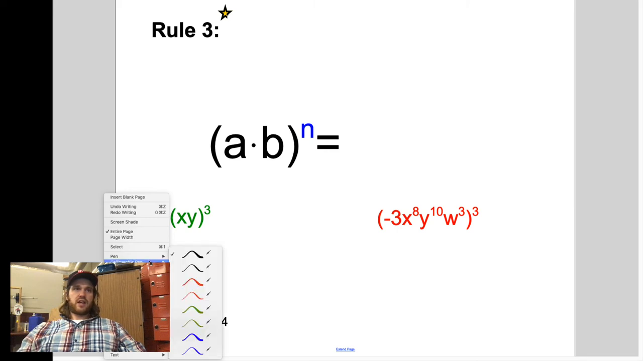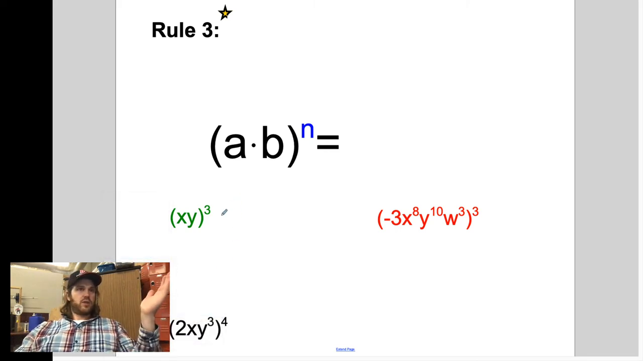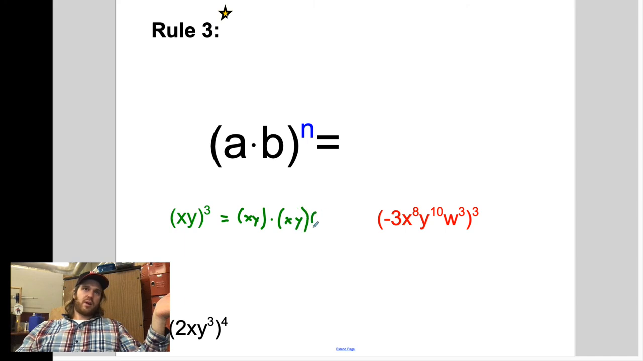Let's take a look at this example in green so we can kind of prove our rule, and I'll show you the way that I would do it. Okay, rule 3 says, what happens when we have a product inside parentheses and we're raising those parentheses to the power? Well, it just means you have whatever that is multiplied 3 times. So this is not applying rule 3. This is doing it the long and arduous way, which we really want to try and avoid. It's x times y times x times y times x times y.